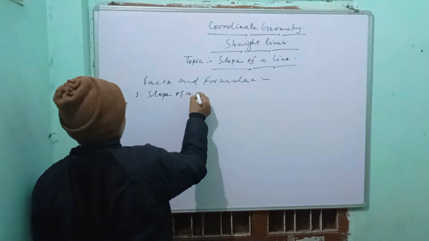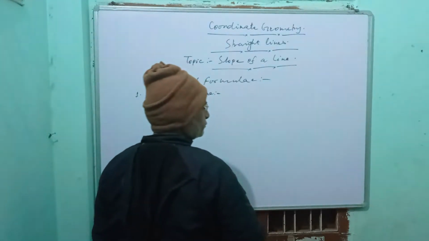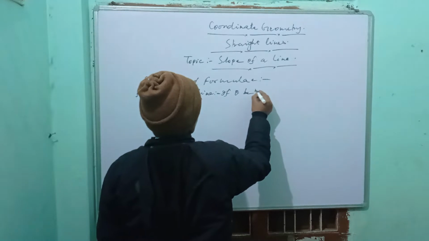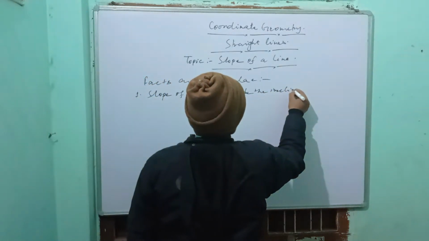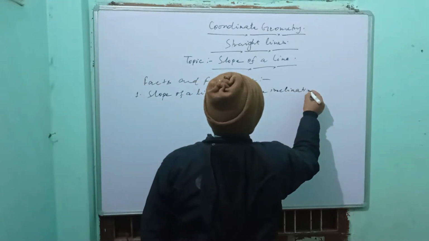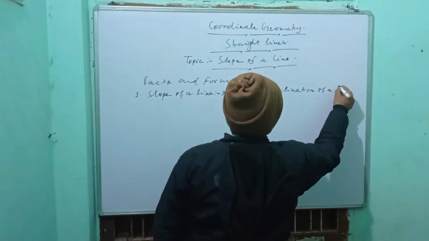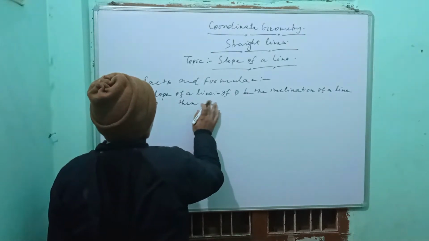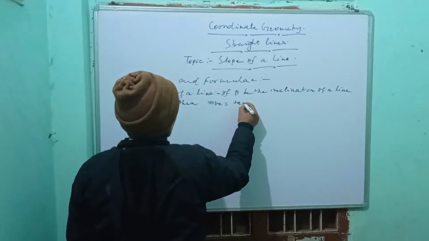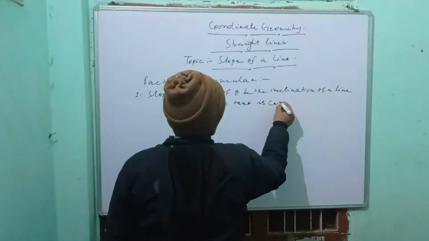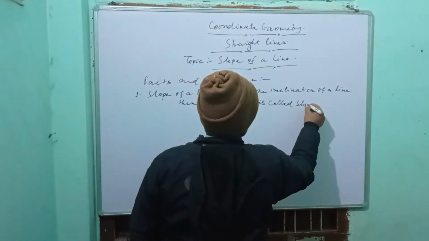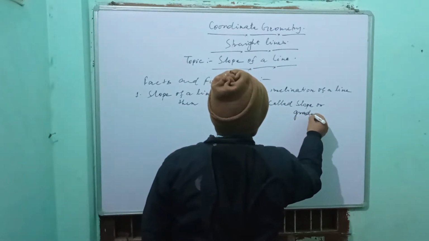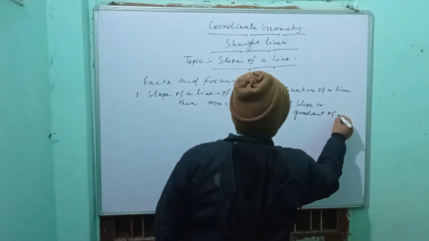Slope of a line. If theta be the inclination of a line, then m is equal to tan theta is called slope or gradient of a line.